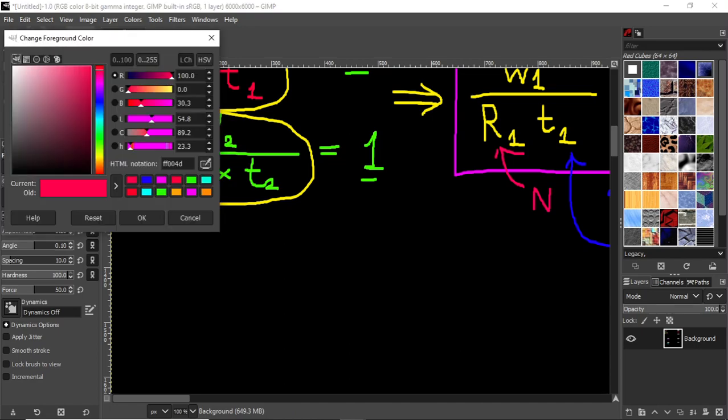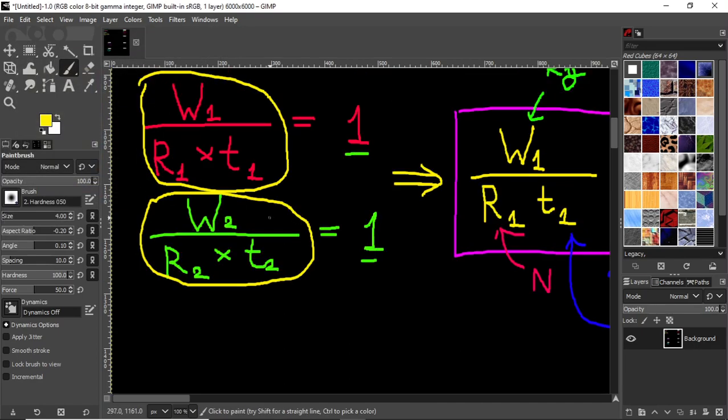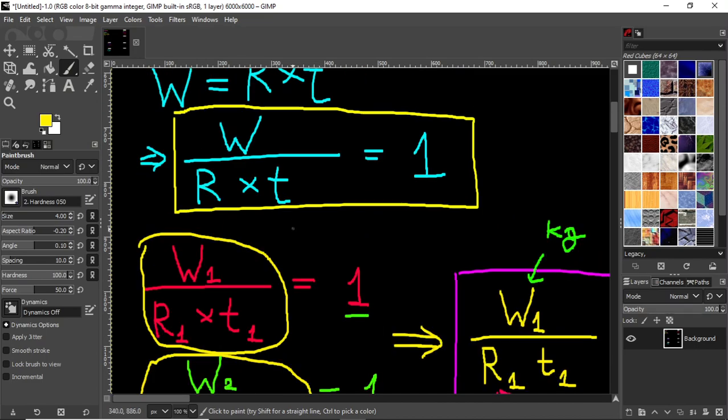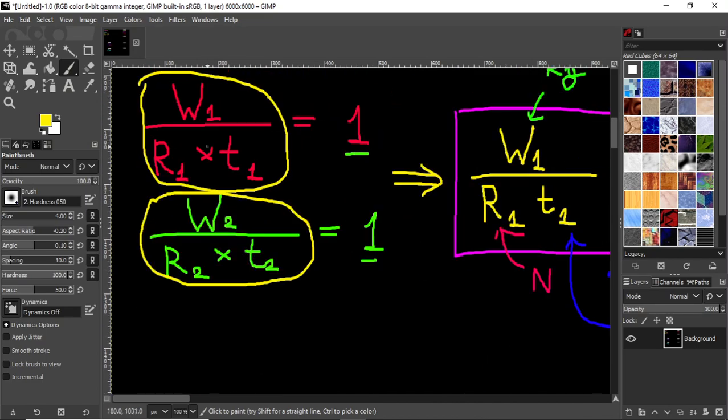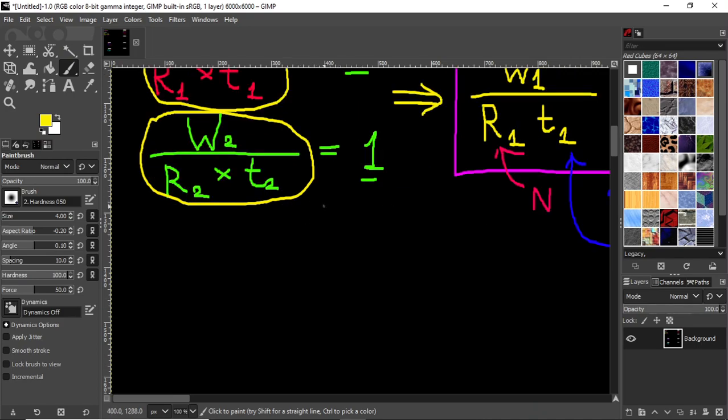For that, let's just see what happens. First thing, what we can see is, okay, so for our example, there were 2 workers. So for the first worker, this is true, W1 divided by R1 T1 equals 1. Same thing for the second worker, same expression, equals 1.